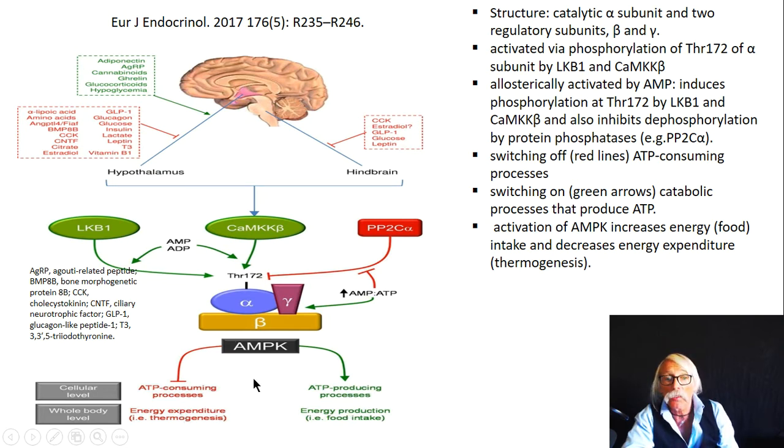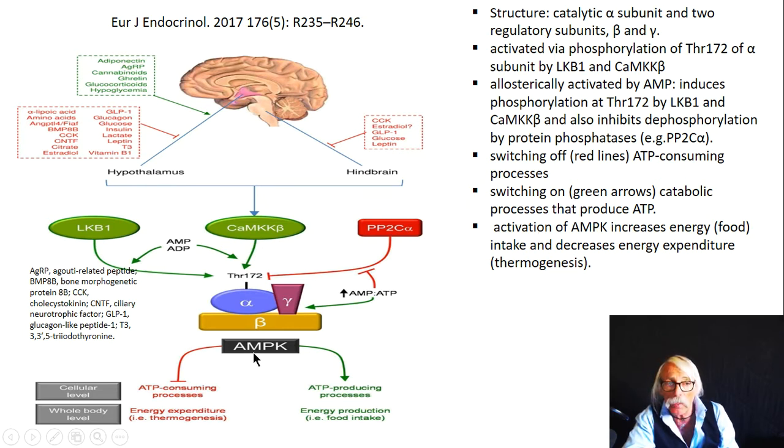So let's take a look. The structure of this AMP kinase is similar to G proteins. It has an alpha, beta, gamma structure, activated via phosphorylation of a threonine, a specific one, on the alpha subunit by those two kinases. It's allosterically activated by AMP. That's why it's an AMP kinase. Induces phosphorylation of threonine 172, which we just saw, but it also inhibits the dephosphorylation, okay, which would then render it inert. Switching off are the red lines, ATP consuming processes. Switching on to the green, or the catabolic process to produce ATP, basically.